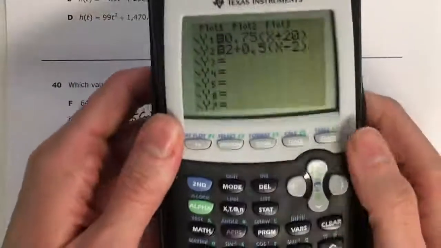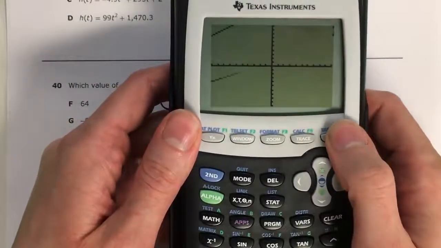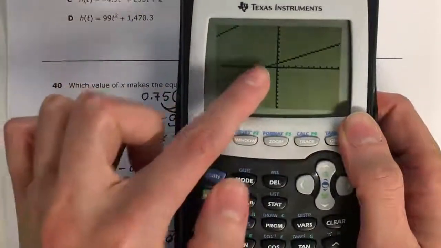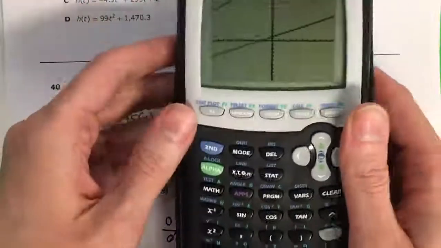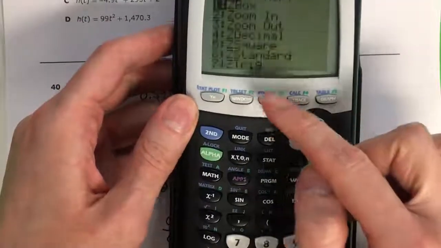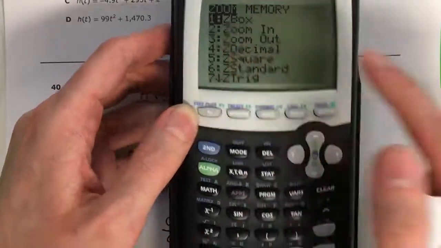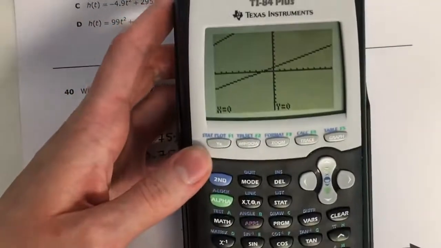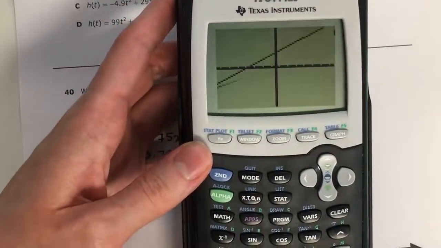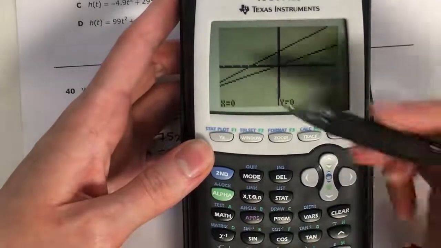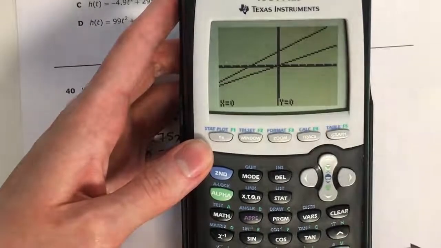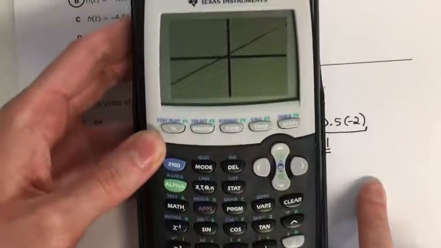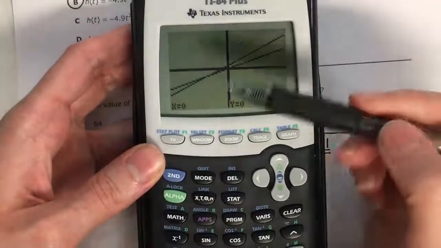Here we go. Now I'm going to go to the graph. I need to see where the two lines touch. I don't see a touch, so I will need to zoom out. So I'm going to push zoom. Out is the number 3, so I'm going to push the number 3. And I will push enter one time and wait. Okay, I still don't see a touch. I need to see the touch, so push enter again. And now I see a touch.